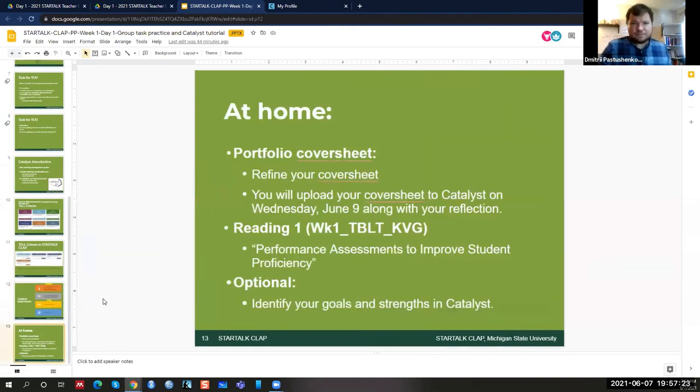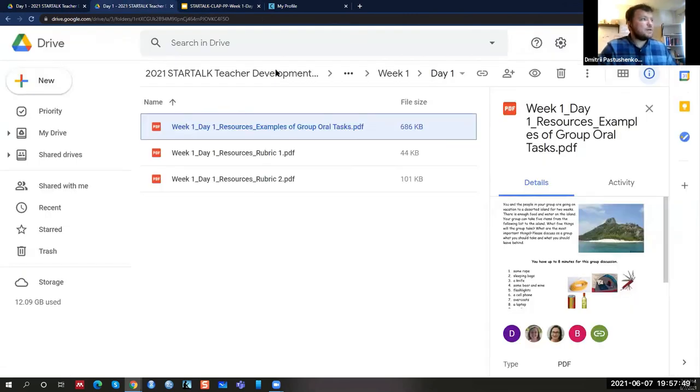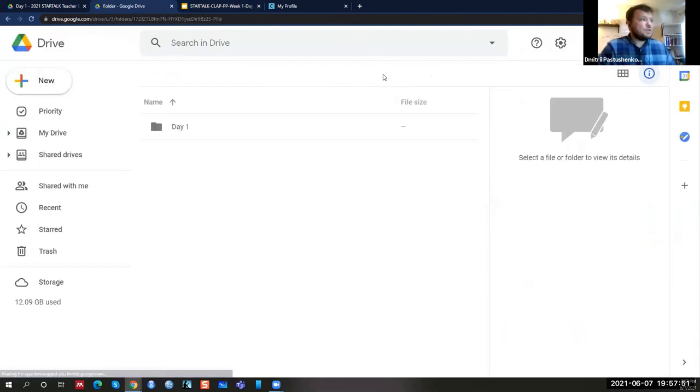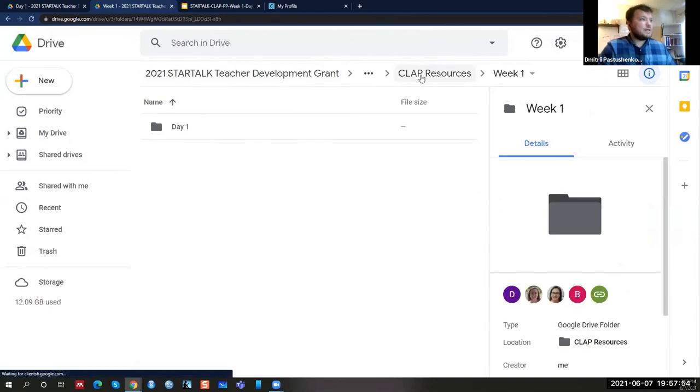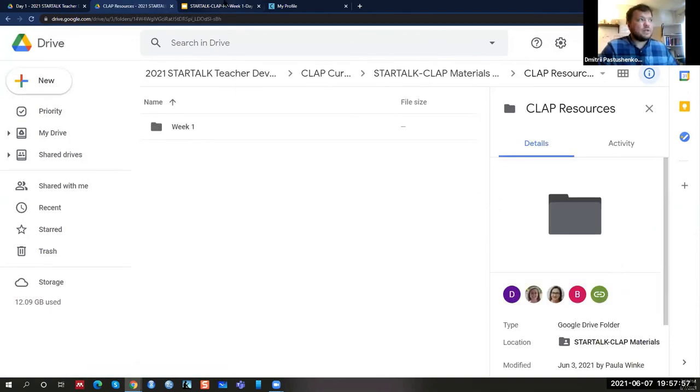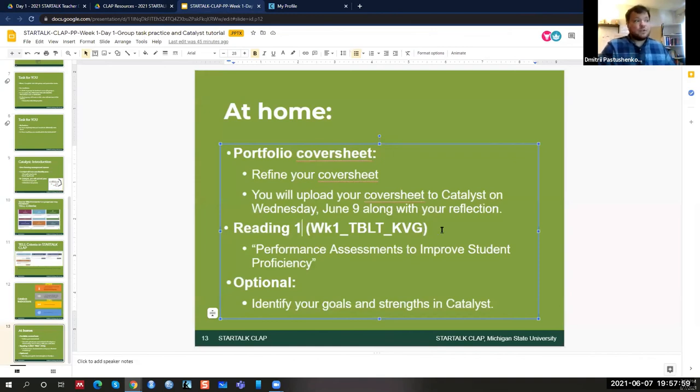Can you see my screen? Awesome. So at home, and I'm trying to avoid the word homework, is the portfolio cover sheet. The thing that Paula talked about. This is the first part of your portfolio. Please refine it, and we will try to upload it to Catalyst on Wednesday. That's the first thing that you need to do. Everything is here. Just go to CLAP resources, and you find your portfolios. You will also find the readings there as well.